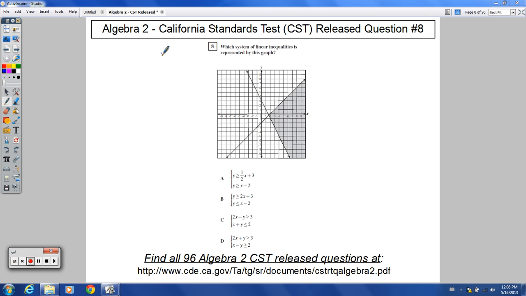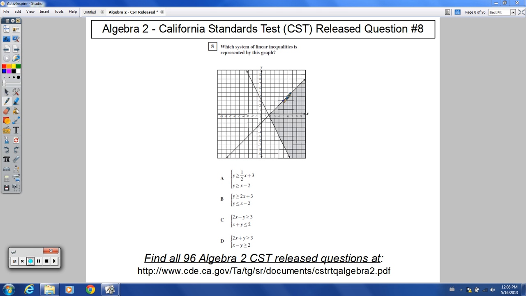Welcome to CST release question number 8 for Algebra 2. It says which system of linear inequalities is represented by this graph. So I notice these are both solid lines. If I noticed any strictly greater than or strictly less than symbols down here, I could eliminate those. I don't though, so I can't eliminate those.